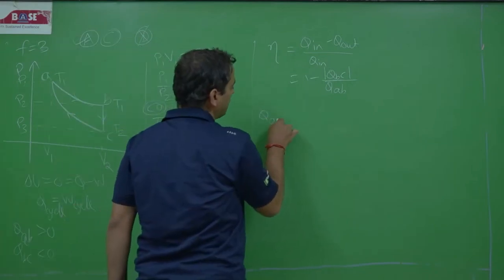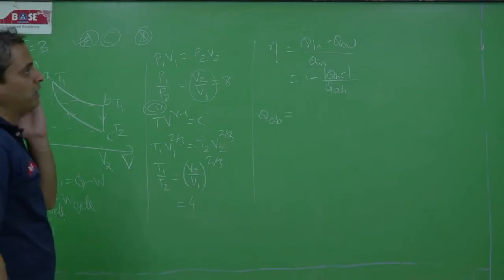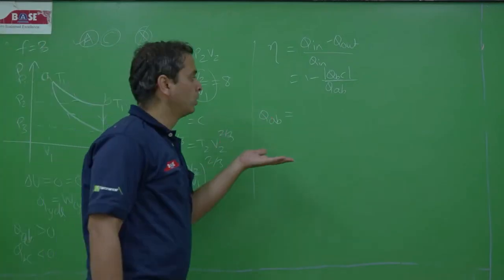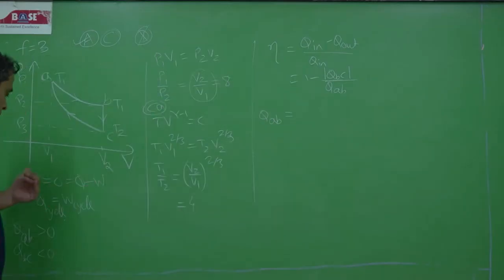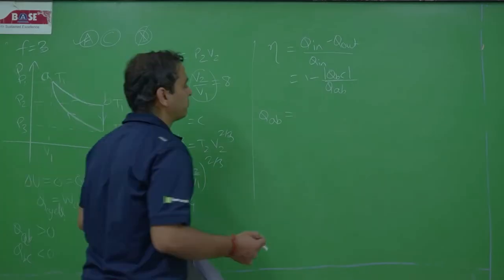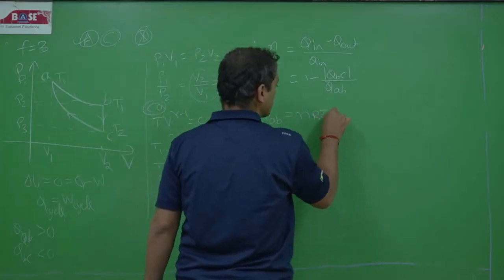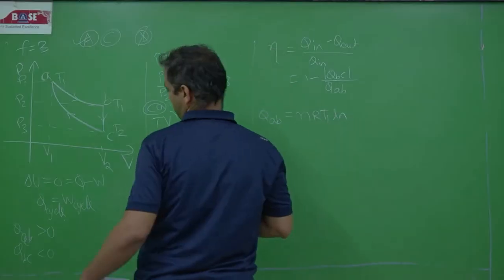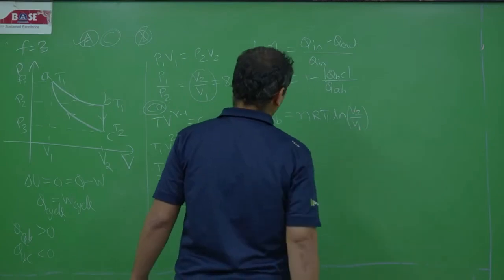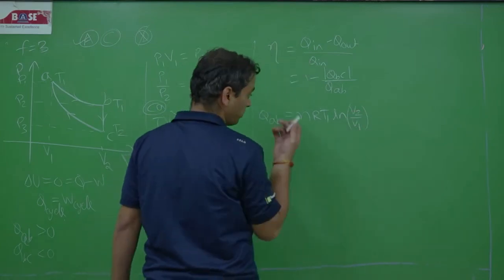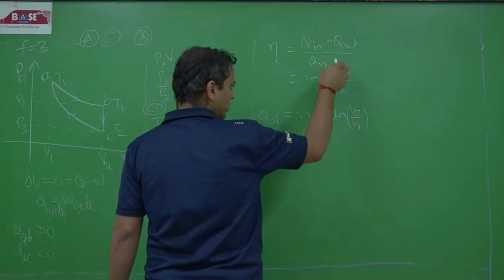First of all, QAB. AB is what kind of process? Isothermal. So how do we get heat for an isothermal process? Delta U is 0, so Q and W will be the same. For an isothermal process, work done was nRT ln V final by V initial. Q will also be the same: nR, the temperature at which that process was working was T1, ln V final by V initial. V final is V2 divided by V1, right? This will be the expression for QAB. We'll compare the expressions later on.